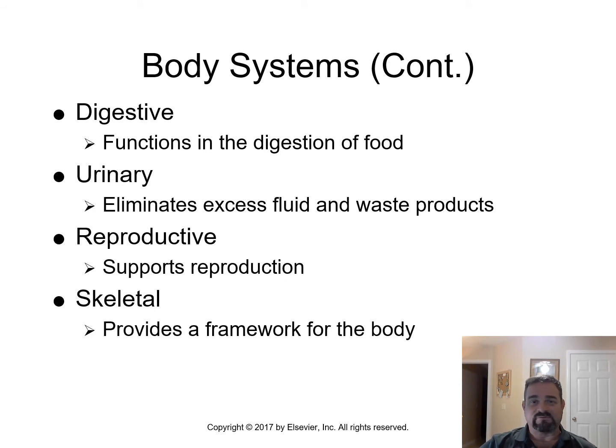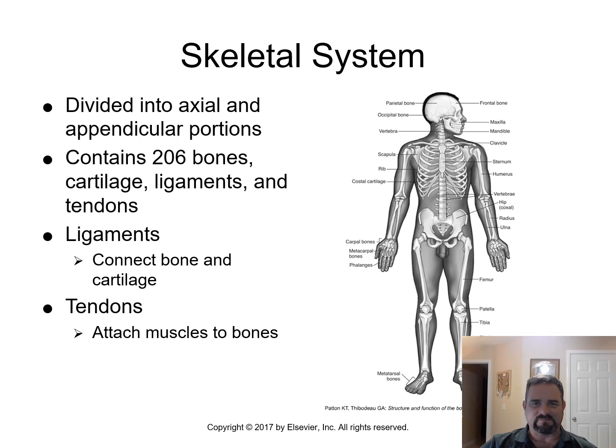Digestive, the functions in digestion of food. We have to digest our food so we can use it for fuel to create energy. And then urinary system, obviously, is how we eliminate our excess fluid and also waste. Reproductive system is how we support reproduction, how we reproduce new humans. And then the skeletal system, which provides the framework for the body. Those are your body systems.